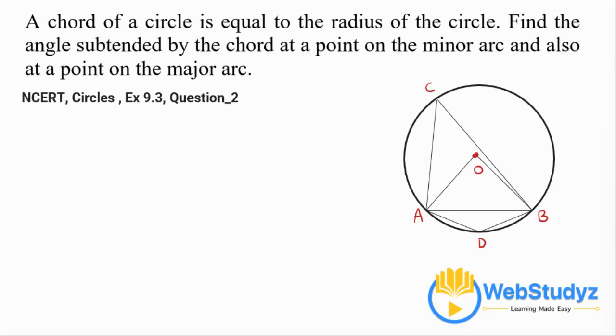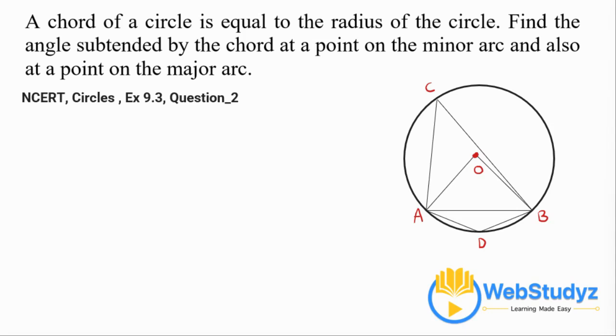Hello students, let's read this question. A chord of a circle is equal to the radius of the circle. Find the angle subtended by the chord at a point on the minor arc and also at a point on major arc. So let's start this question.